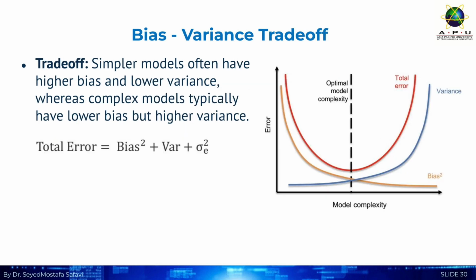The trade-off is that a simpler model, high bias, is stable, low variance, and a complex model, low bias, is often unstable, high variance. You want the model in the middle, low bias and low variance.